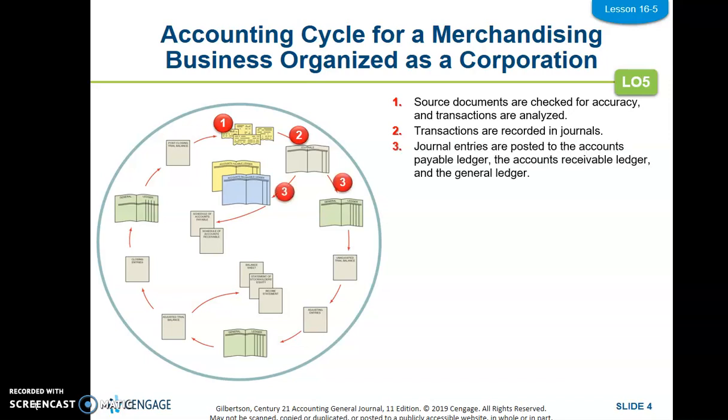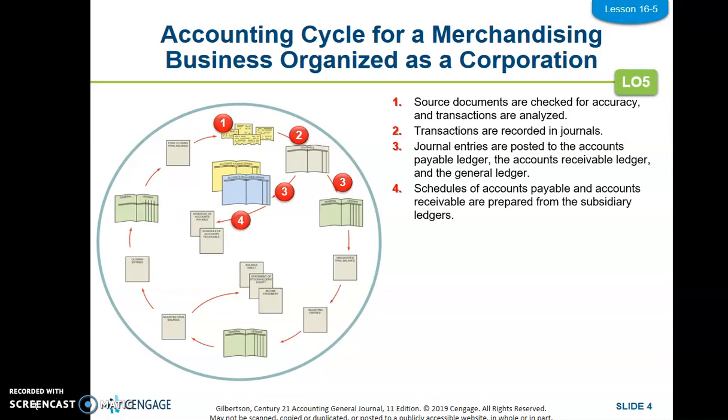Then those journal entries are posted to the accounts payable and accounts receivable ledgers and the general ledger. Just a reminder, accounts payable ledgers are vendor accounts. You bought something from someone and said that you would pay for it later. The accounts receivable ledger is for money that you are going to receive for purchases that others made of your business. And then the general ledger is all other accounts for rent, for supplies, and those types of items.